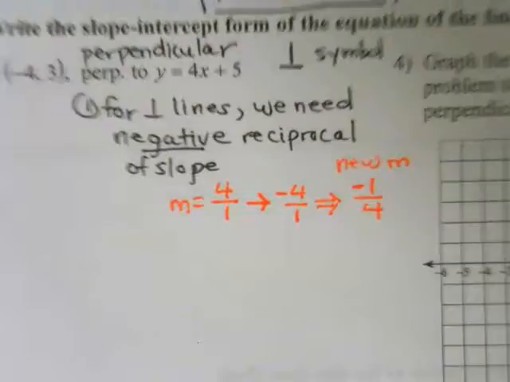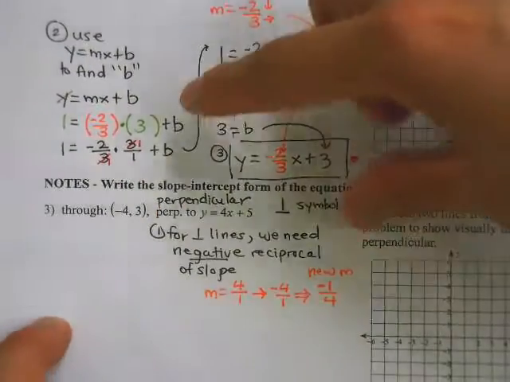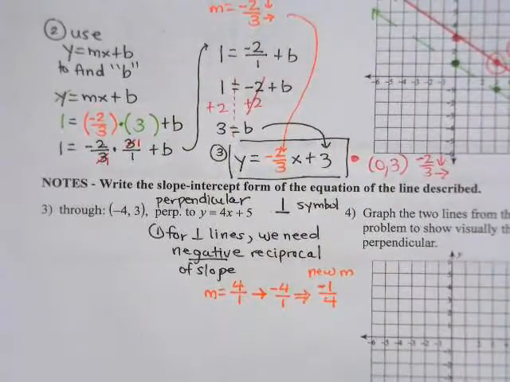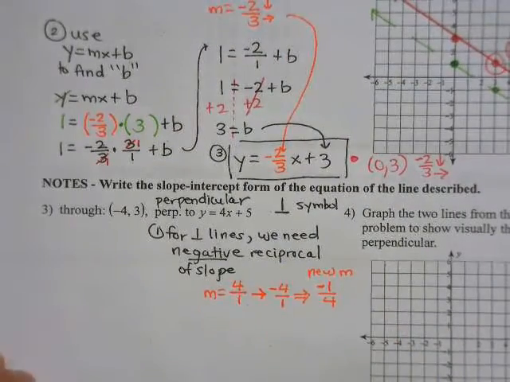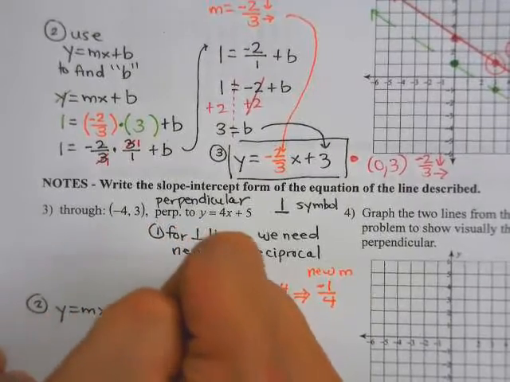Once you are done with that, to be honest, it's going to be the same steps as numbers 2 and 3. So that's the only difference between parallel and perpendicular. y equals mx plus b.